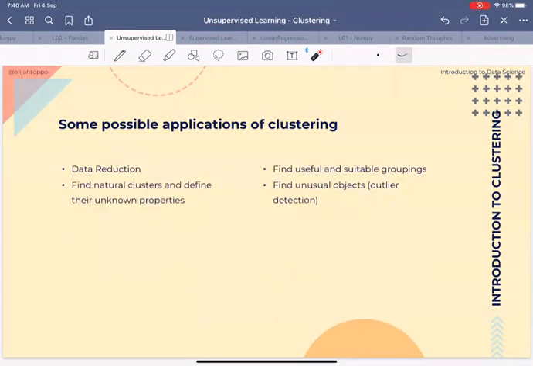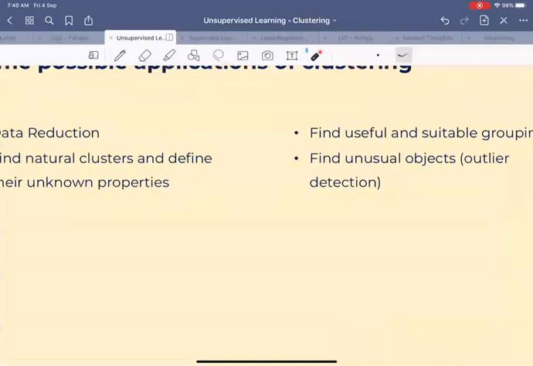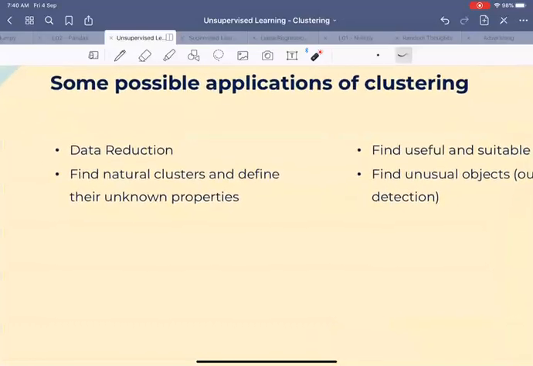Now, let's look at some possible applications of clustering. Why would someone want to do clustering? So let me show you some. One is called data reduction. Any idea of how we can use clustering for doing data reduction? Or maybe, what do you mean by data reduction? What could be the use of data reduction?